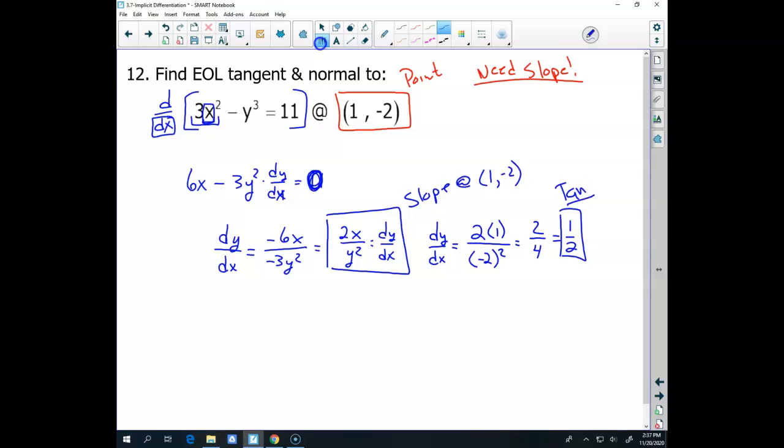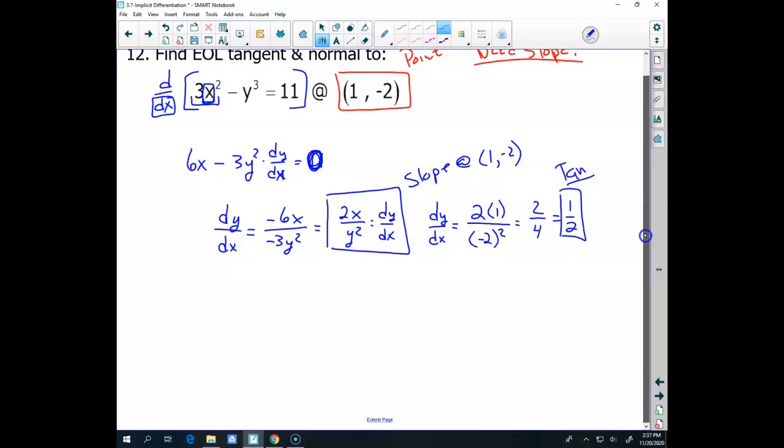Okay, so if I know that's my tangent line, I didn't drop the sign. Hold on, I've got to check and see if I dropped the sign. I hope I didn't drop the sign. I did not drop the sign. I don't think I did. No, I didn't drop the sign.